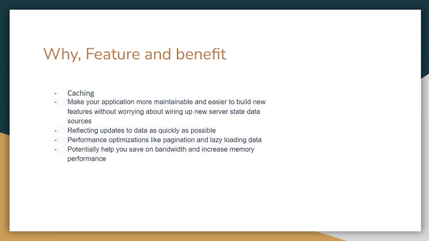Performance optimization like pagination, lazy loading. Lazy loading is like if you have to load 20 images, then you do not load all 20 images at once. You just scroll down and the images start loading. So it will increase your performance. These are things that will help you in optimizing the performance of the application. You can save some bandwidth and memory. A lot of memory optimization you can do.